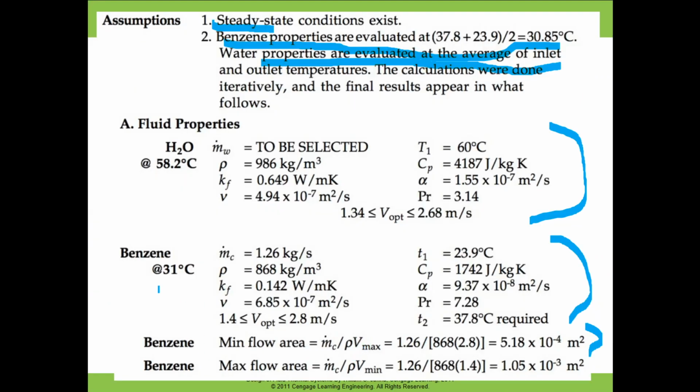So when we are taking the benzene inside the tube, based on the benzene mass flow rate, which is a cold fluid, we can find out the minimum area and the maximum area as per the economic velocity. The minimum area is 5.18 × 10^-4 and the maximum area is 1.05 × 10^-3. So you can go to the standards of type M copper tubing and see what standard is falling in between.